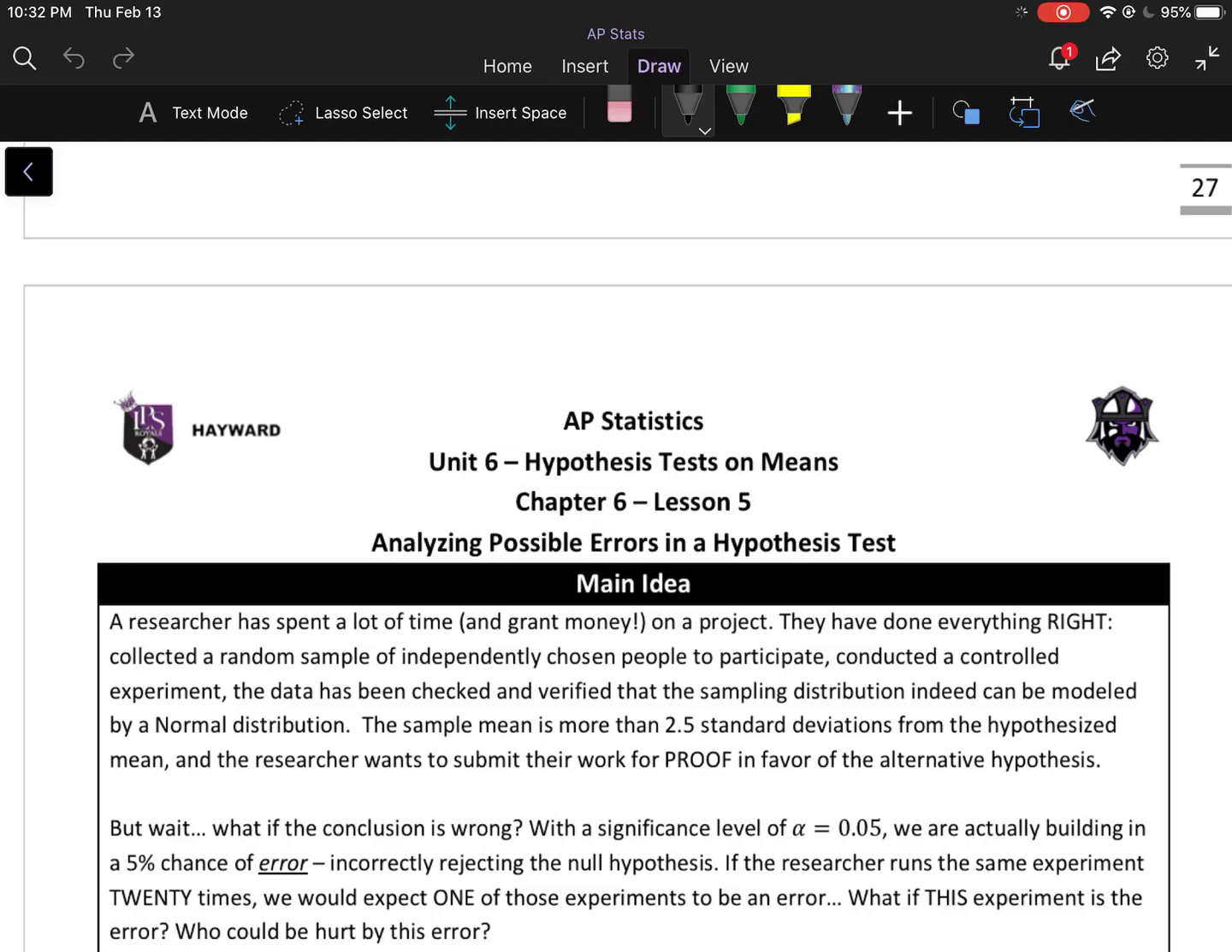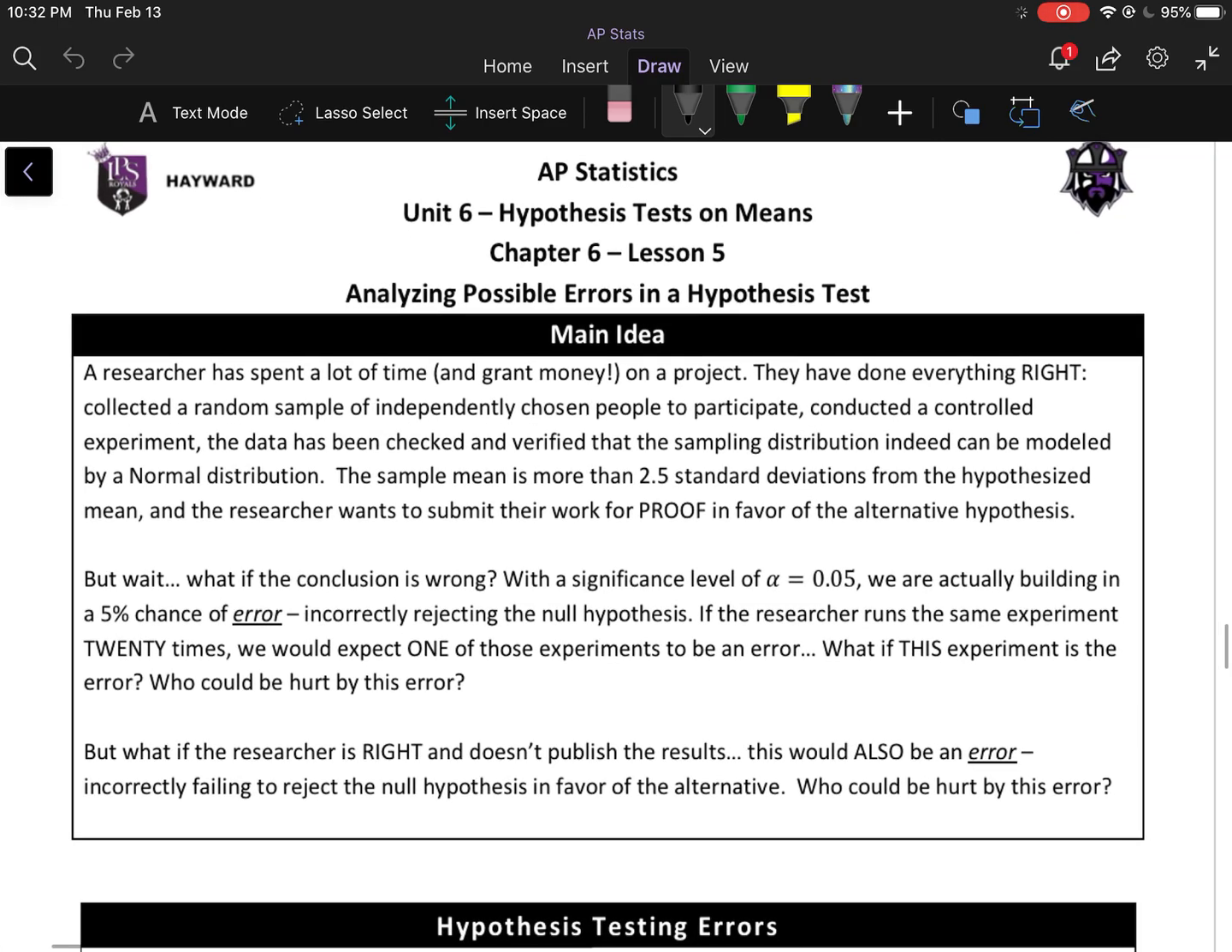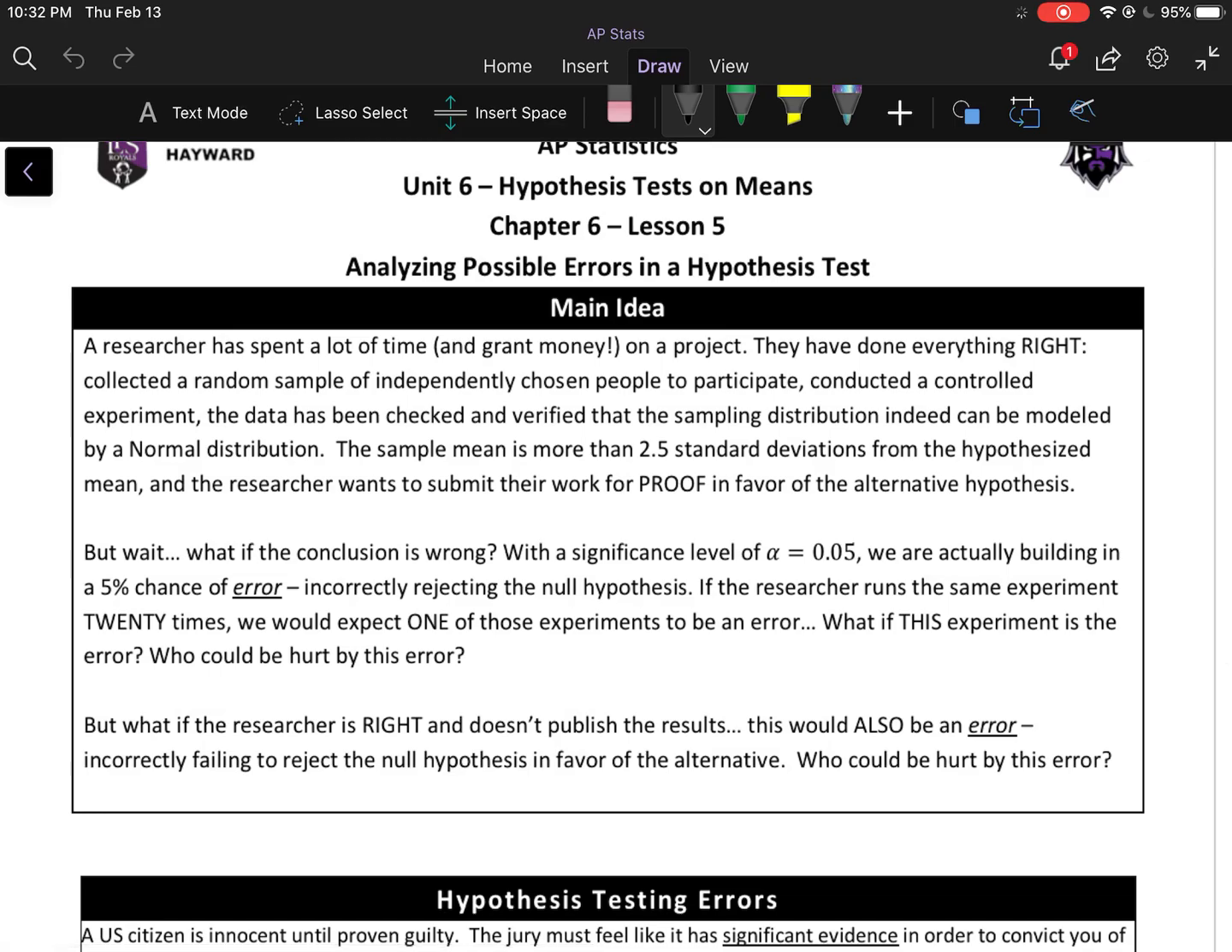Hi y'all, we're gonna go ahead and go over lesson 5, which is analyzing possible errors in a hypothesis test. So let's go ahead and go over the main idea.